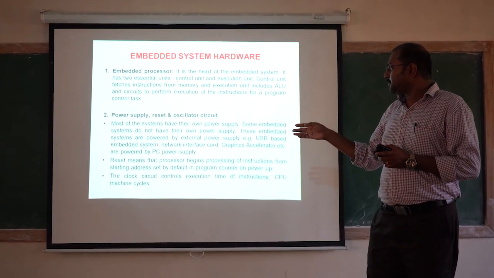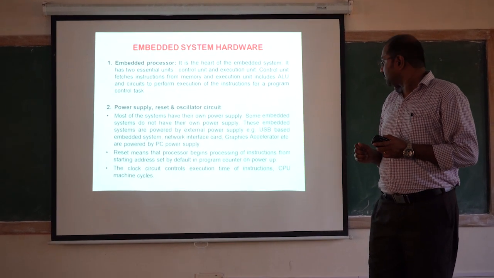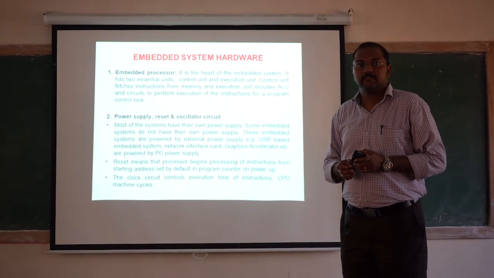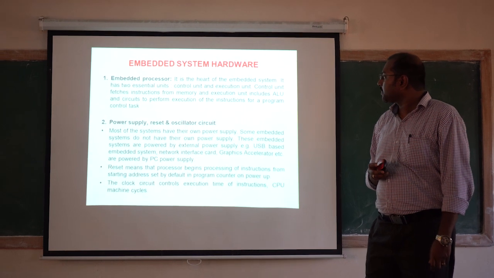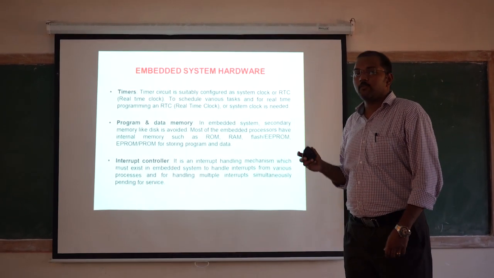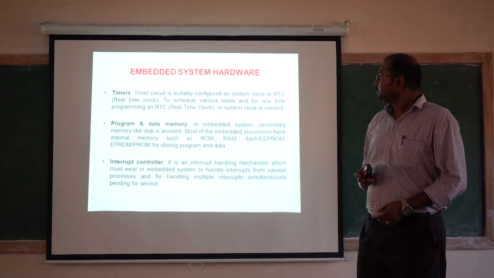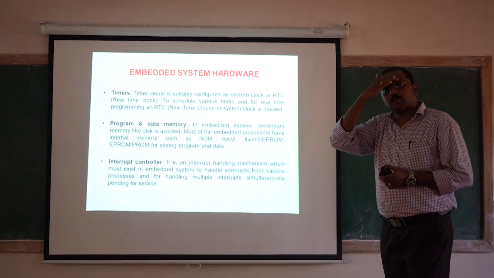Next, the clock circuit controls the execution time of instructions, the CPU machine cycles. So this is another module: power supply, oscillator, and the reset circuit. The next module will be the timers. The timer circuit is suitably configured as a system clock.